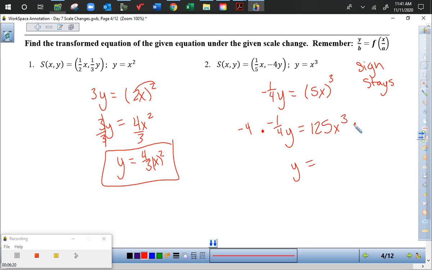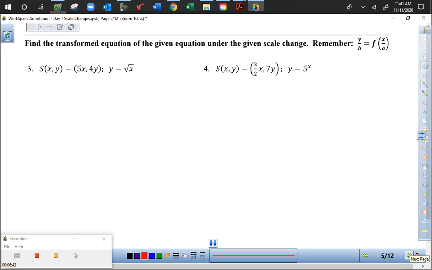And on the other side, we're doing the same thing, multiplying by -4. It is fair game for us to multiply those over because we don't have any order of operations to pay attention to. And then 125 times -4 is -500. Then we tack that x cubed on at the end. And that's it.